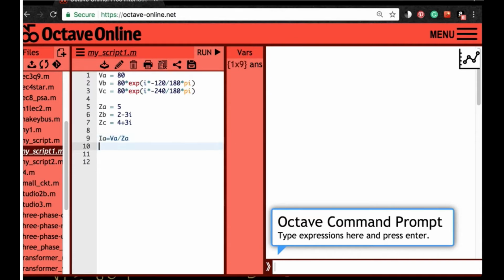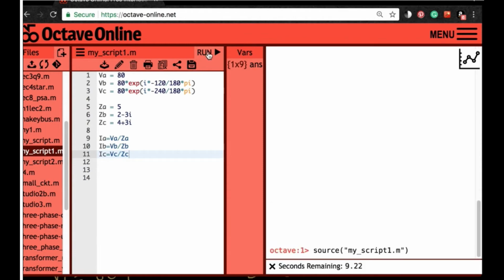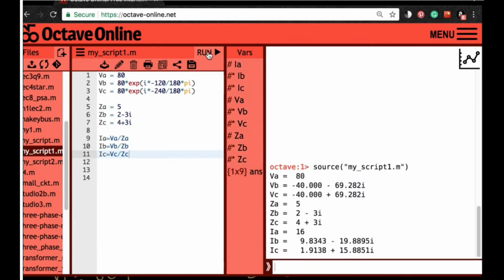As simple as that. So I can just copy this and just change the names. Instead of IA, I'll find IB. Instead of IB and IC. So this is C, this is B, and here this is B and this is C. So let me save this program and then run this. So on the right here, you can see the results.